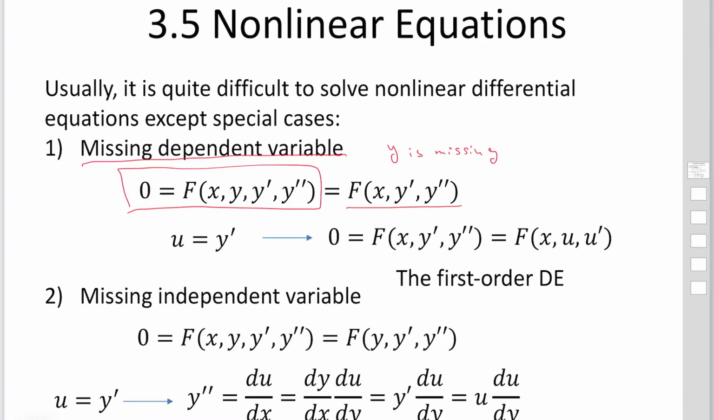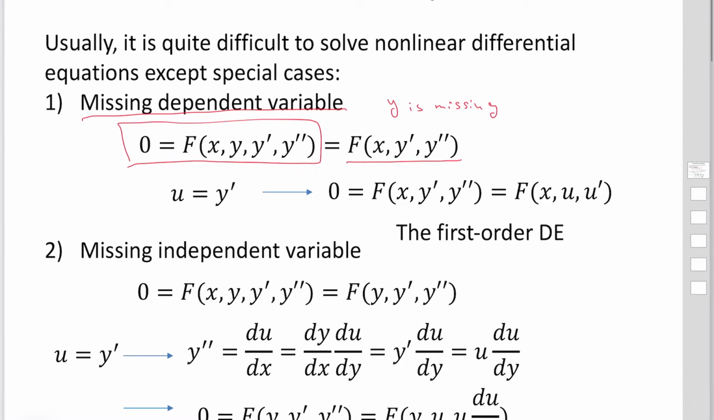In this case, if you substitute y prime equals u, then y double prime equals u prime. Then the differential equation 0 equals capital F of x, y prime, y double prime becomes F of x, u, and u prime. This is a first order differential equation. And then we can apply the methods we learned to find the solutions of these first order differential equations.